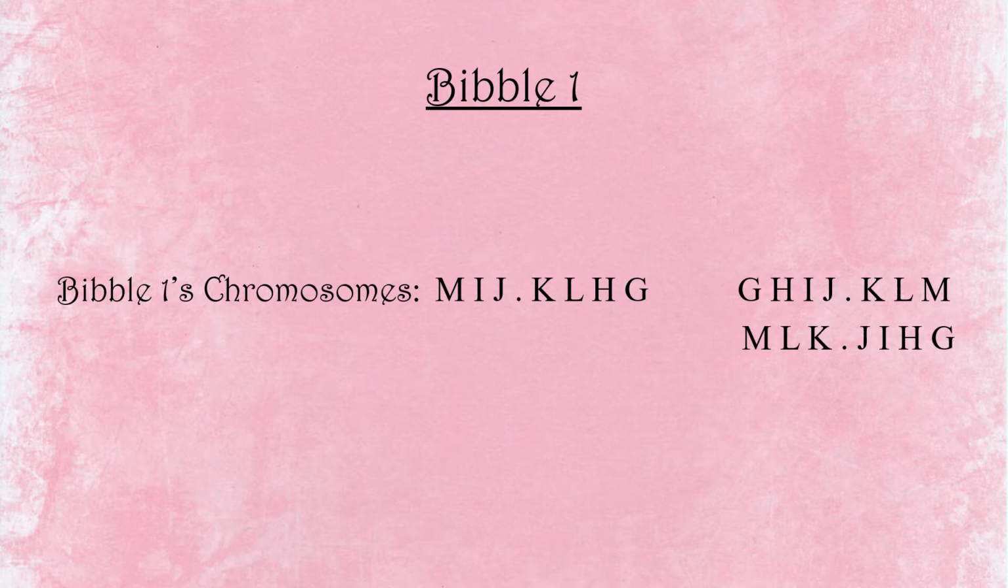That's better. As we can see, the M and L match, but then we have the areas that don't match: IJ centromere KL and LK centromere JI. So this was the area that was inverted. This is a type of pericentric inversion because it includes the centromere.